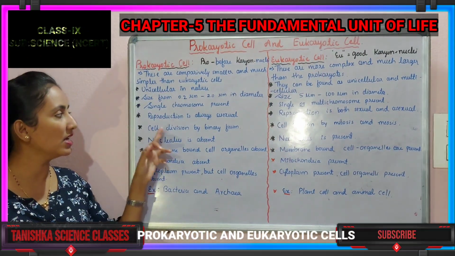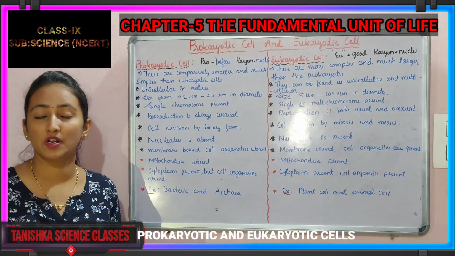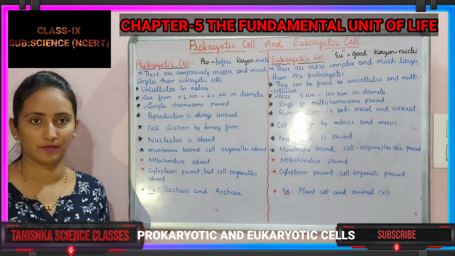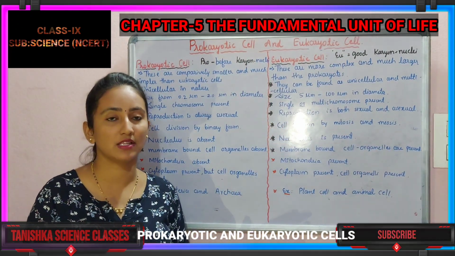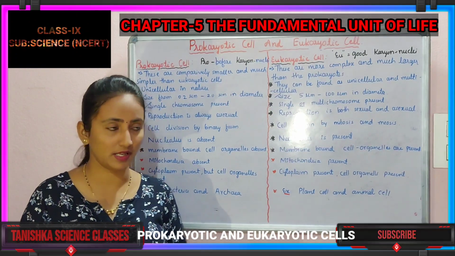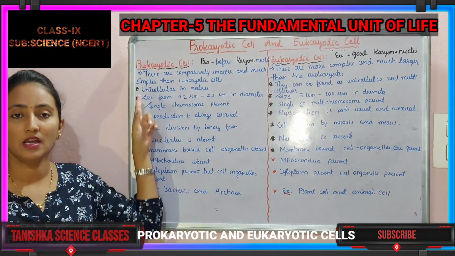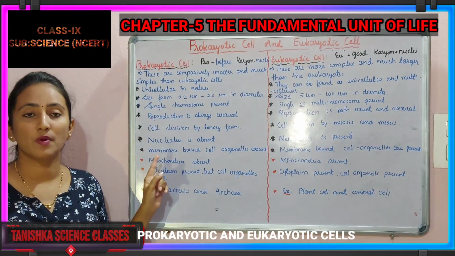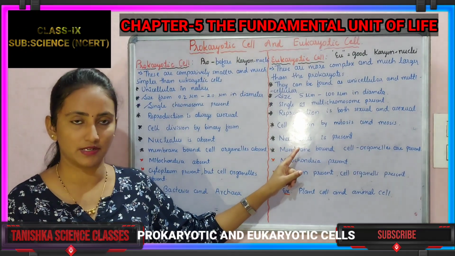Next is the cell division. In the prokaryotic cell, the cell division takes place by binary fission. In the eukaryotic cell, the cell division takes place by meiosis and mitosis. Next, the nucleolus is absent in the prokaryotes, it is not there. And here in the eukaryotes, the nucleolus is present.